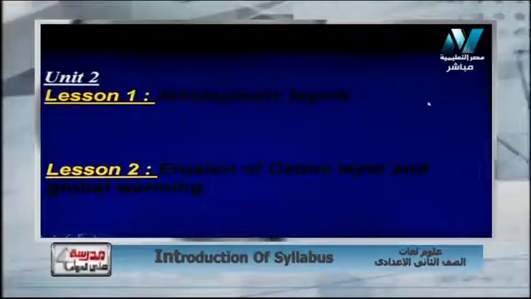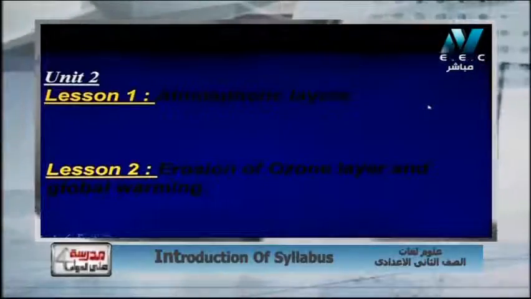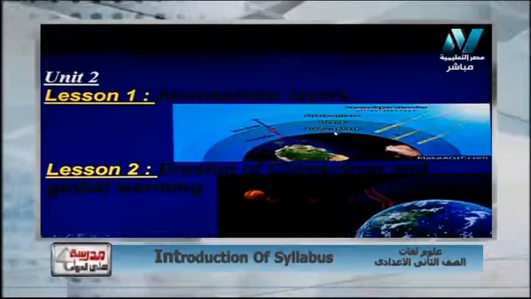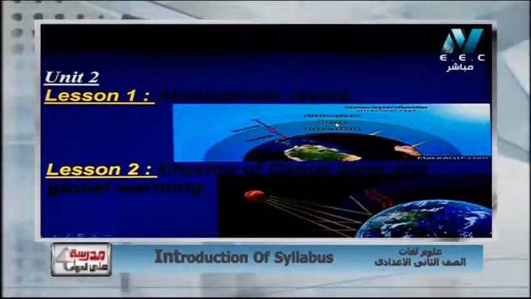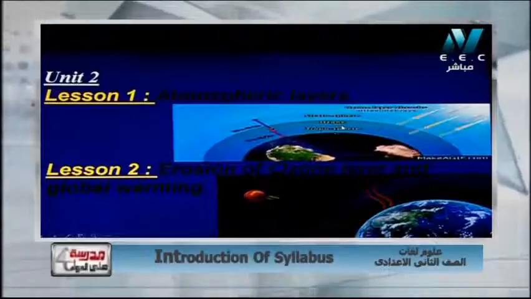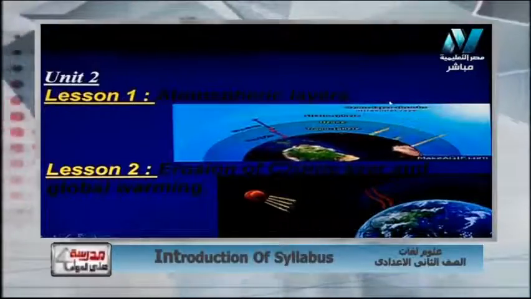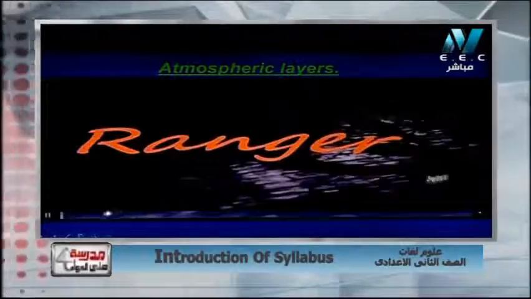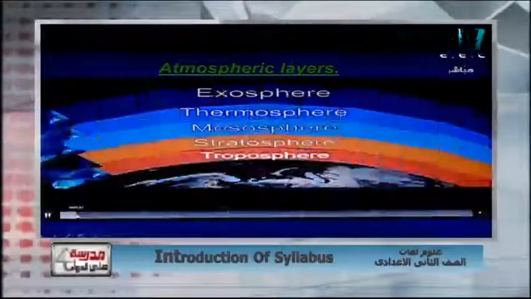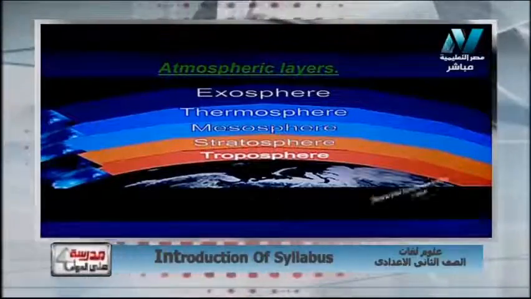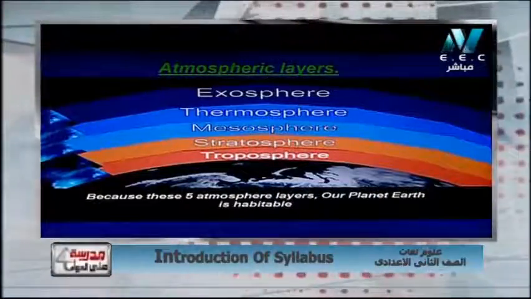Number 2 or Unit 2, we have 2 lessons only. Number 1, it is called atmospheric layers, as we see here, 4 main atmospheric layers. And at the same time, we have to study the erosion of ozone layer and global warming, تآكل طبقة الأوزون والglobal warming, and the factors causing the global warming. زي ما احنا شايفين قدامنا في فيديو بسيط كده to explain هنبتدي بيه اللي هو the global warming phenomenon أو the atmospheric layers.